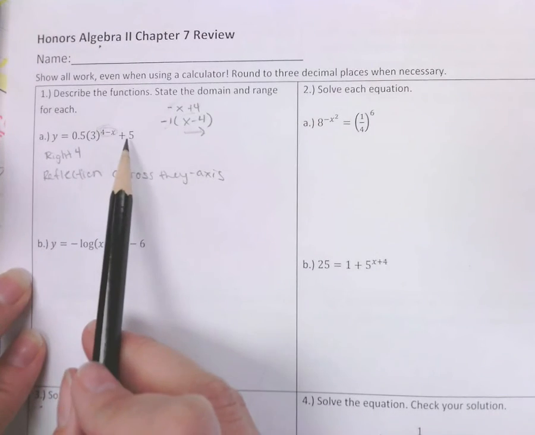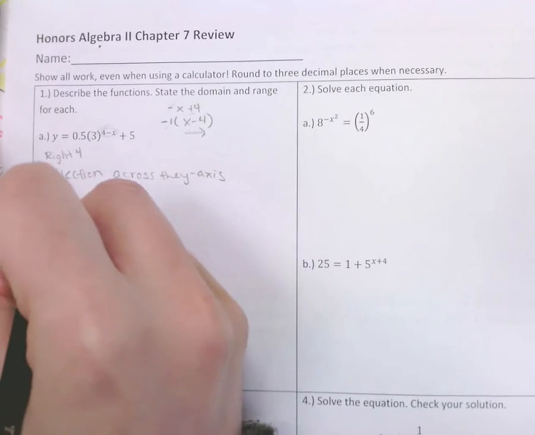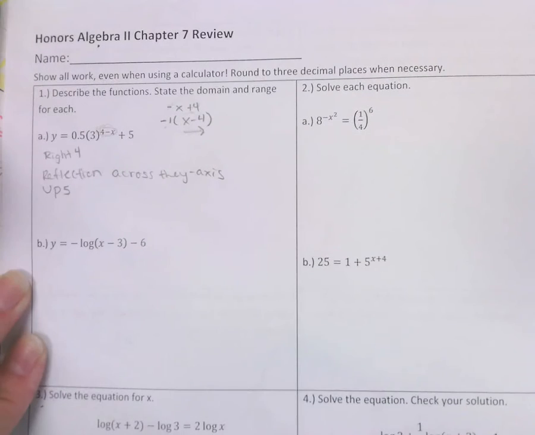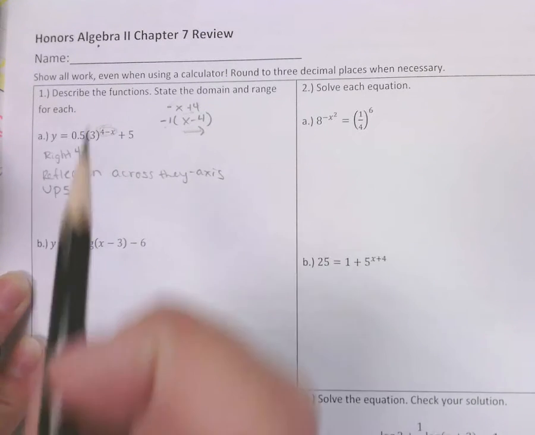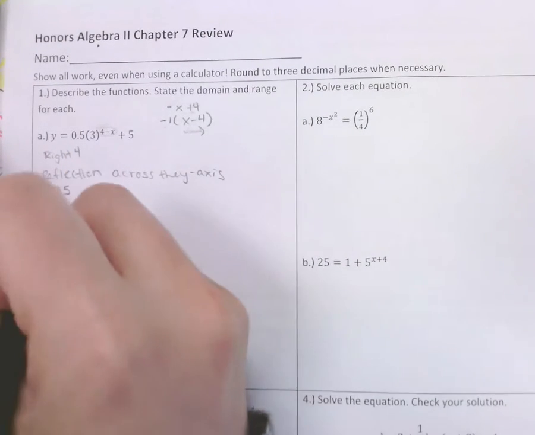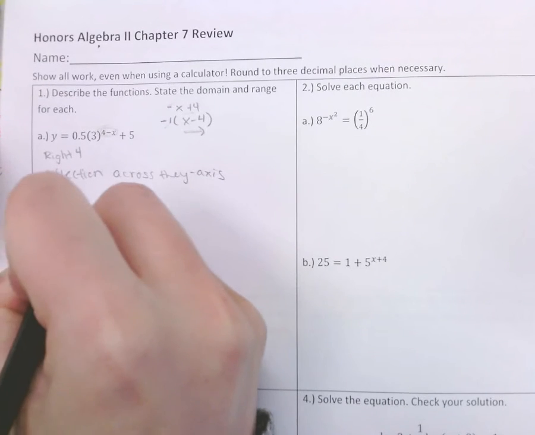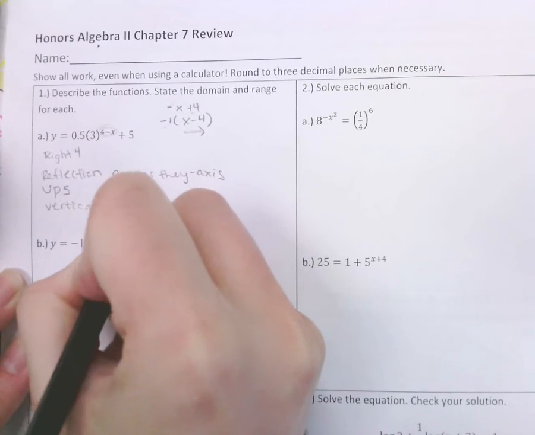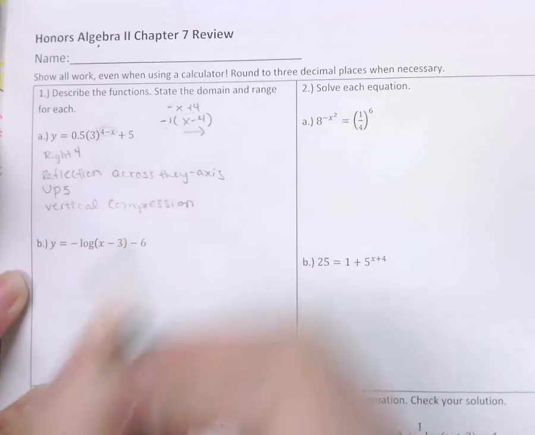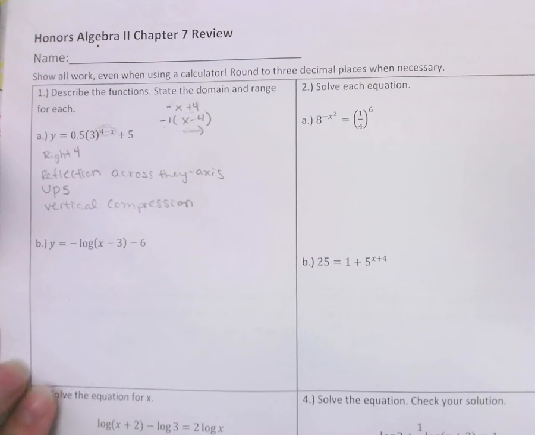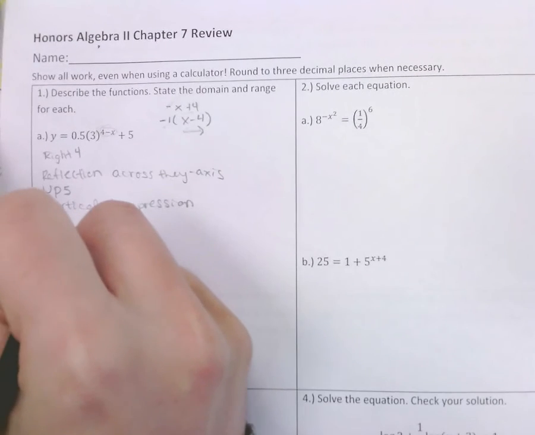The plus 5 is a vertical translation, up 5, because it's plus. And then the 0.5 is a vertical compression. So remember, anything in between 0 and 1, that's a compression. Anything greater than 1 is a stretch. Then we have to talk about domain and range.